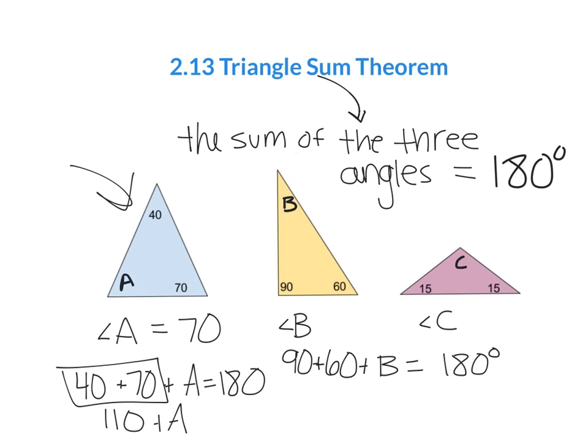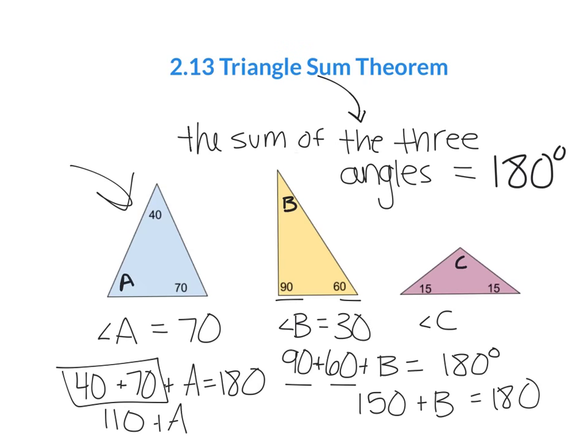Let's take a look at this yellow triangle. Same thing. We know that 90 and 60 are these two angles. What we don't know is B. Now, through subtraction, 90 plus 60 is 150 degrees, which means 150 plus B is 180. And again, you've probably already solved that B is 30 degrees.